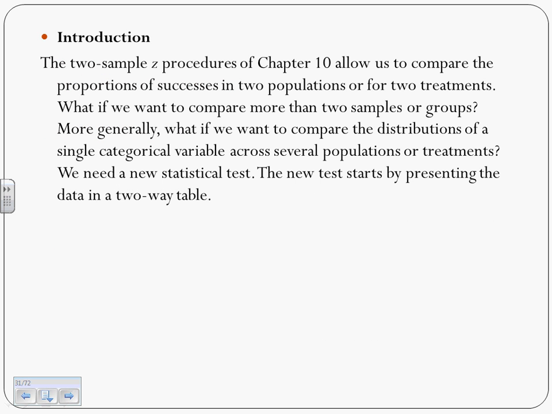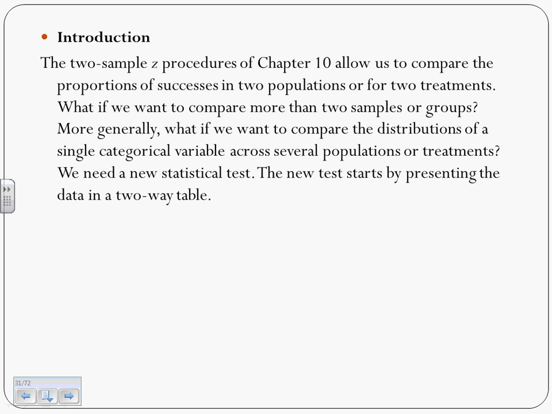Two sample Z procedures of chapter or module 10 allow us to compare the proportions of successes in two populations, or for two treatments. What if we wanted to compare more than two samples or groups? Or generally, what if we want to compare the distributions of a single categorical variable across several populations or treatments? So we want to see what's happening with lots of different things going on.